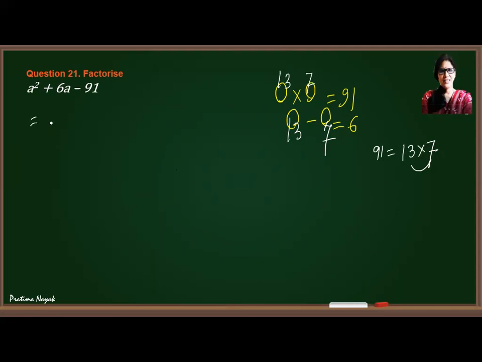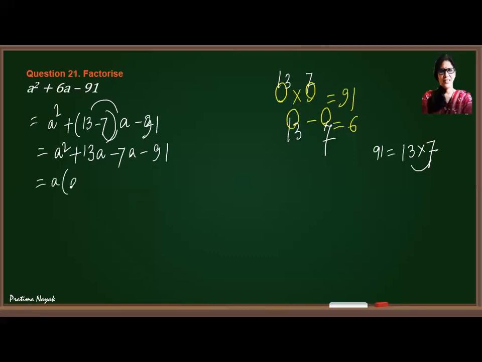So write quickly a square plus 6a minus 91. Split it as 13 minus 7. So it will be a square plus 13a minus 7a minus 91. Take a common, a plus 13 minus 7 common, a plus 13.